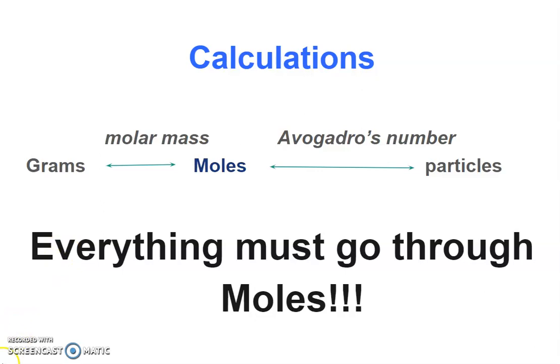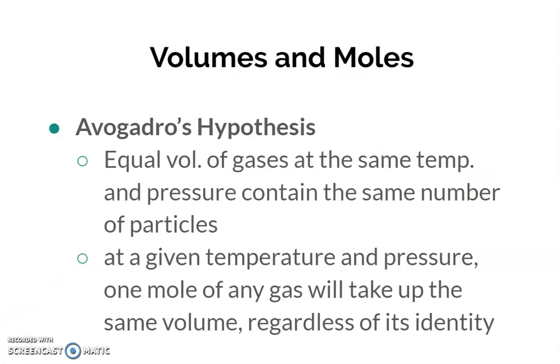Make sense? Okay, so here's the last piece that we need to add on, and that's what do we do when we're working with gases? Okay, so gases, it's frequently hard. You can't really measure the mass, so we would prefer to work with volumes. How much space does the gas take up? So here's where Avogadro comes in. So he came up with the idea that equal volumes of gases at the same temperature and pressure contain the same number of particles. Okay, so at any given temperature and pressure, 1 mole of any gas will take up the same volume regardless of its identity.